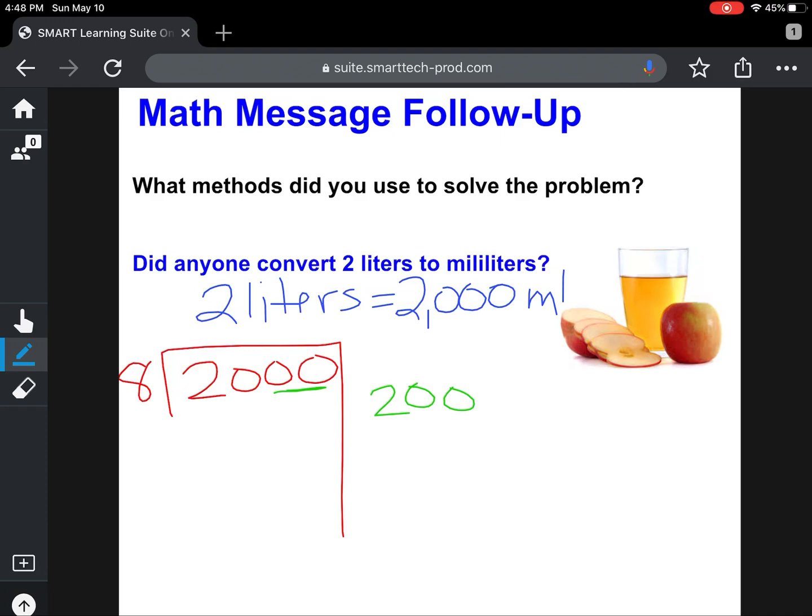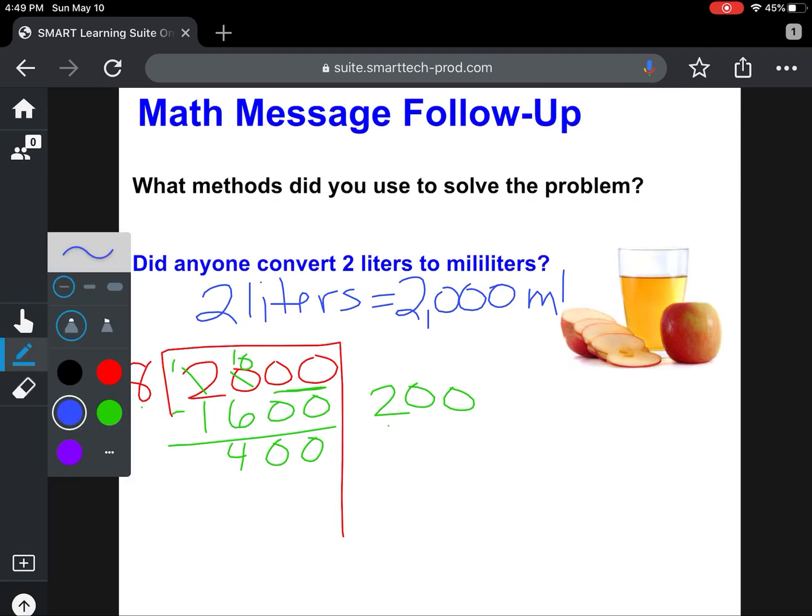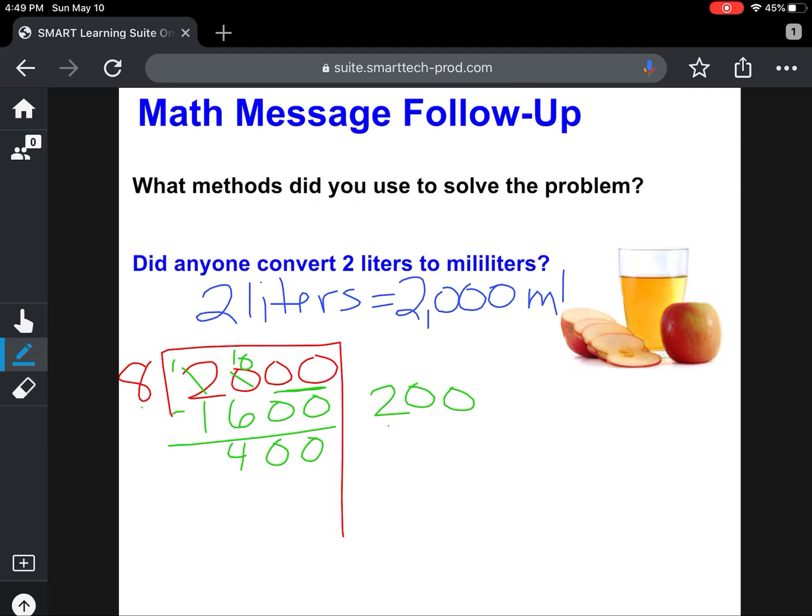Now we have to take our 200 times 8. Well, I'm not sure what 200 times 8 is, but I know that 2 times 8 is 16. Then I add on my 2 zeros from the 200. Then I can subtract. When I subtracted 2,000 minus 1,600, I got 400 left over. And that's my new dividend.